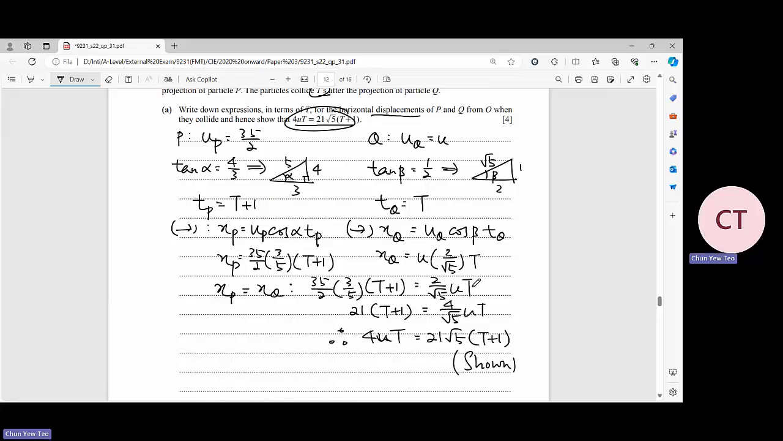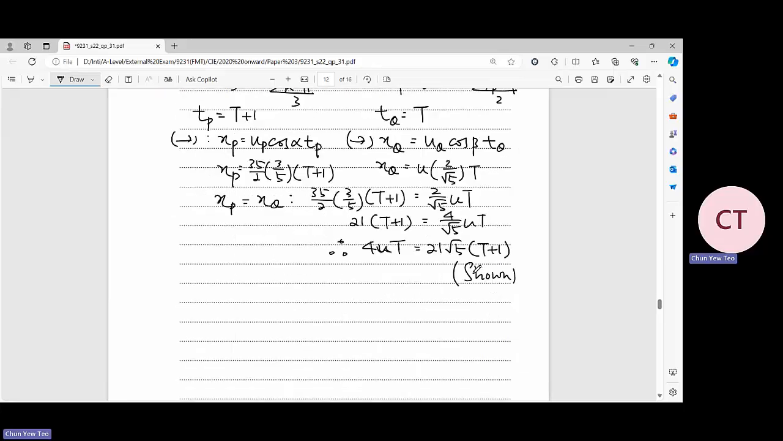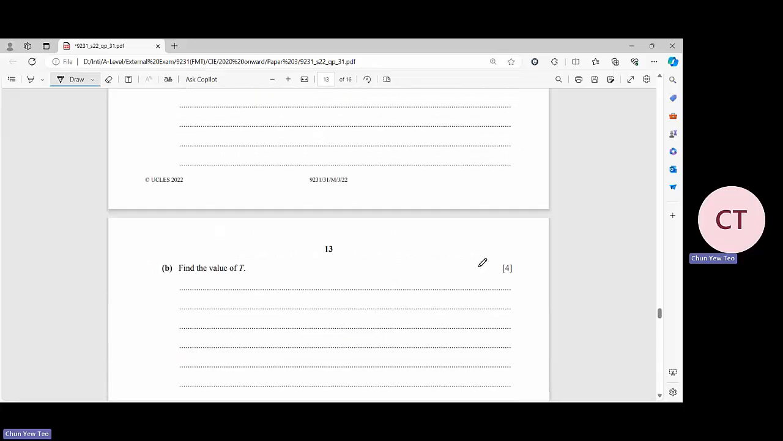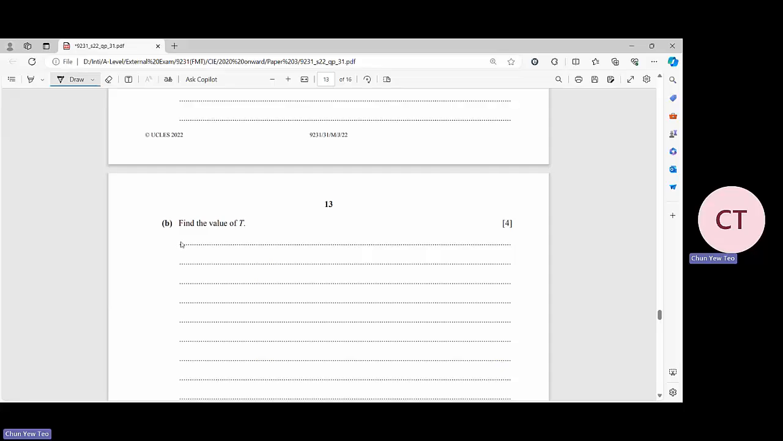So for the horizontal displacement, when they collide, they're supposed to be the same. Then, of course, the next thing is the question wants to find the value of t. We still have one more thing I haven't applied yet, which is the vertical displacement. Since they collide, the vertical displacement also must be the same. So now we consider the vertical displacement for P. It will be yp equal to up sine alpha (t plus 1) minus a half g (t plus 1) squared.